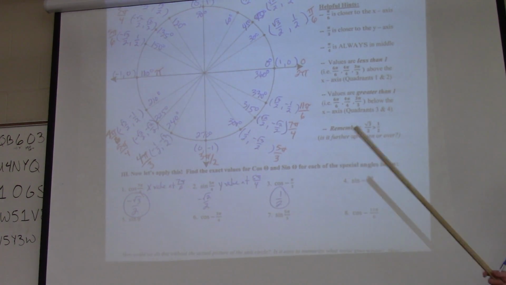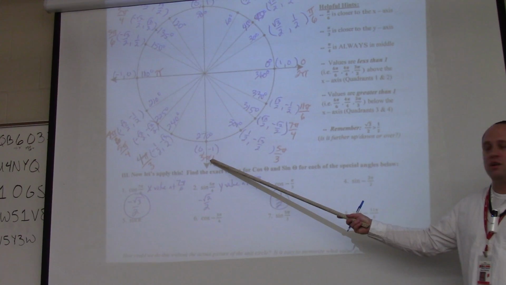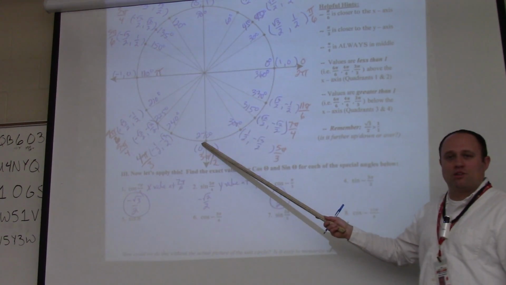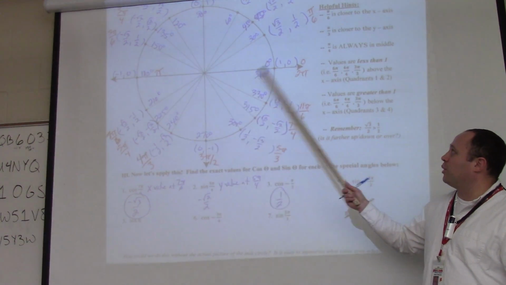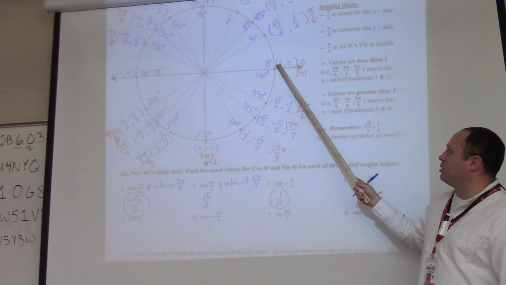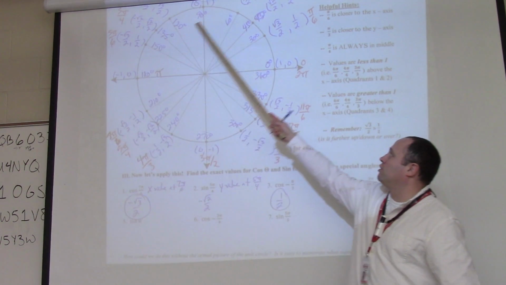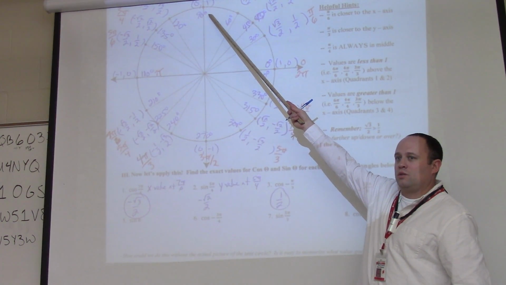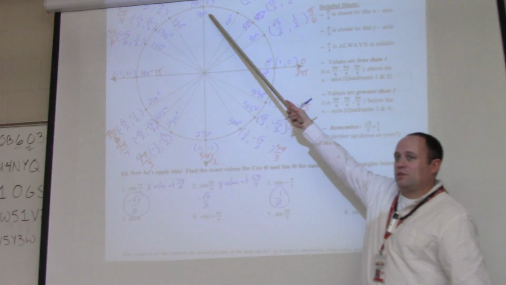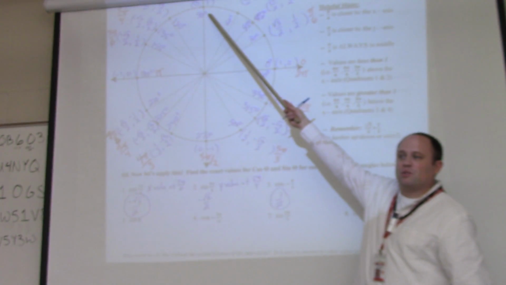How about sine of negative 3 pi over 2? Now don't make this harder than it is. Here's 3 pi over 2, right? So that's 3 pi over 2. So negative 3 pi over 2 is the exact distance the other way. So I went 3 quarters of a circle. So from here for negative, I got to go 3 quarters of a circle. And the sine value is? What's the sine value at this point?